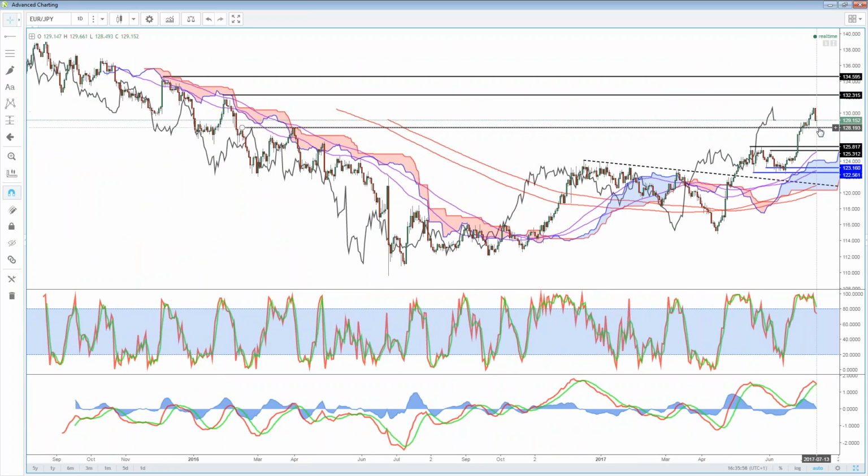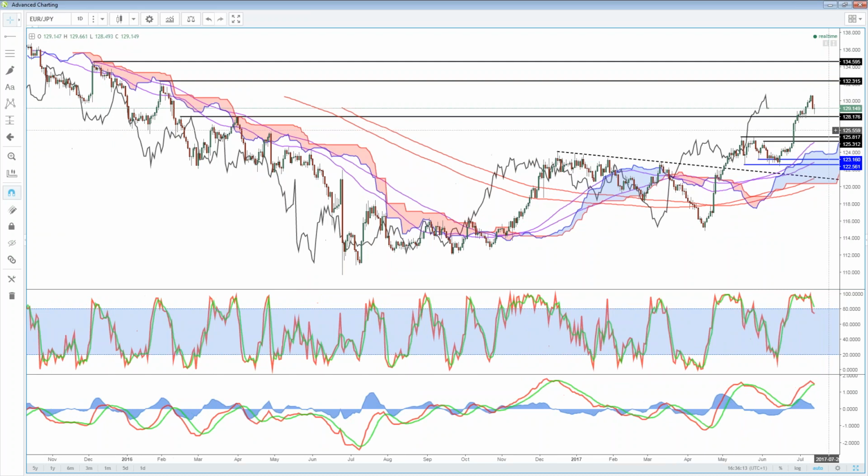If we do find support on here and rotate higher, then of course the previous highs are going to be notable, but also maybe these kind of 132.40s. It just does seem so bullish at the moment, and again the momentum is very much with the rally. So I'm seeing little reason to doubt it right now. So again, I think this is still looking quite bullish.